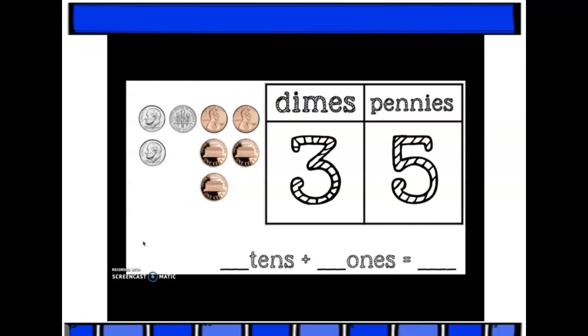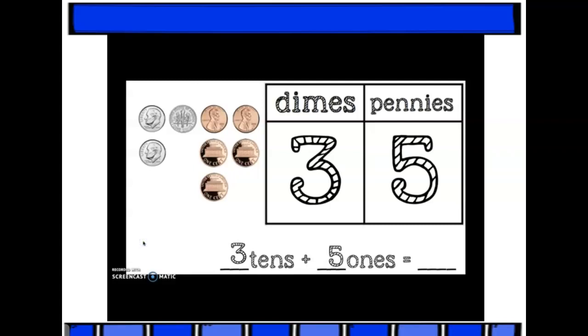Okay, I'm not going to switch out my place value mat. You're just going to have to remember which ones are worth 10 and which ones are worth 1. How many tens do I have? Did you say 3? Oh, you're so good. How many ones do I have? You're right, I have 5.